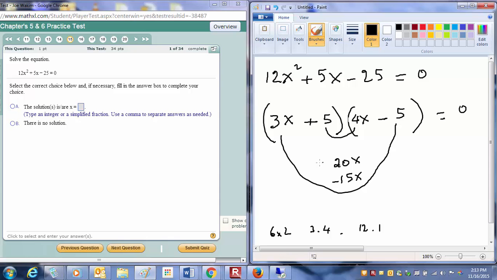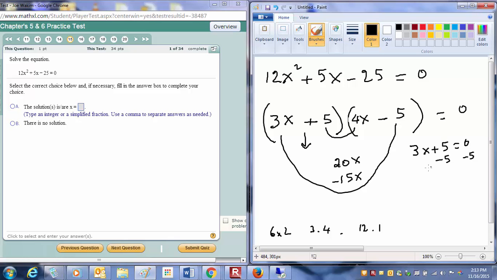So basically, as I did, I tried 6 times 2, it didn't work, so I tried 3 times 4, and 25 is only 5 times 5, which is good. So it worked this time. And I make sure that the outer negative 15 plus 20 will give me the plus 5x. And now all I have to do is equate each one to 0. So if you equate this one to 0 and solve for x, you subtract.